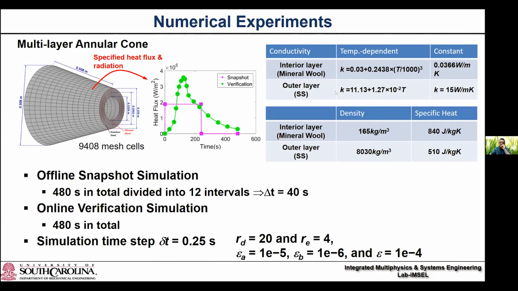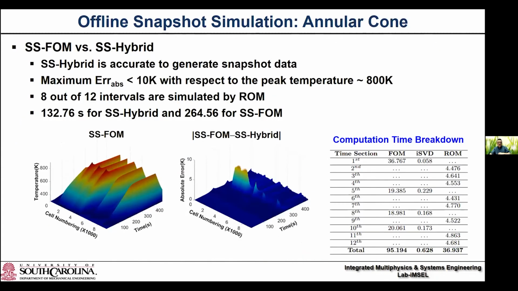Here we have the thermal conductivity, the density, and the specific heat. We consider temperature dependent properties and also constant properties. In this simulation, for the snapshot simulation, we have 480 seconds divided into 12 intervals. That means each interval is 40 seconds. For the online simulation, we also have 480 seconds. The time step for the simulation is 0.25 seconds, and these are the coefficients used in the POD mode. All right, and now let's see the solution.